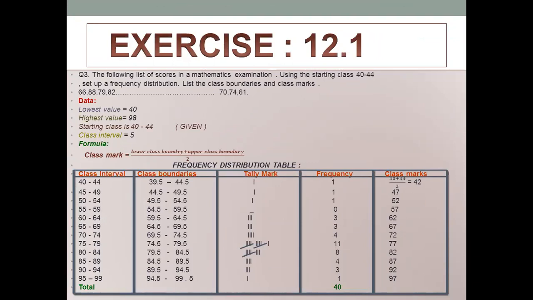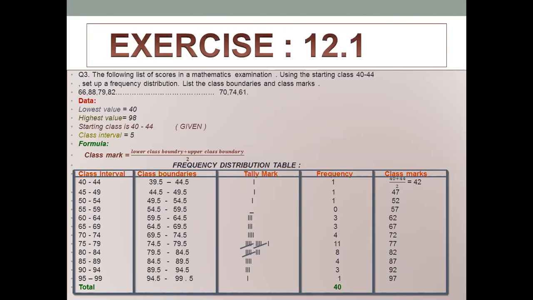Now two new things are given to us in this table: class boundaries and class marks. The first column will be the same, the classes. Then we find tally marks and frequency. These three columns are the same that we have done in the previous two questions. But class boundaries and class mark will be two new columns in our frequency distribution table.